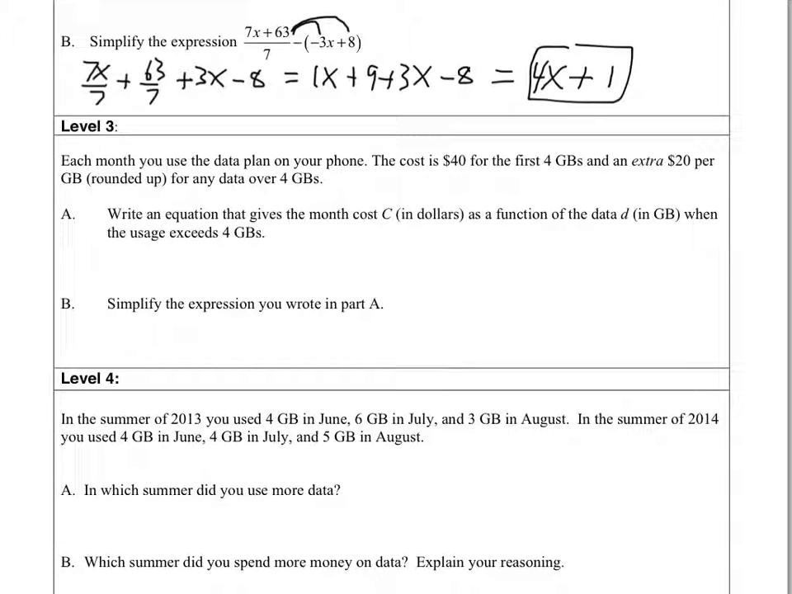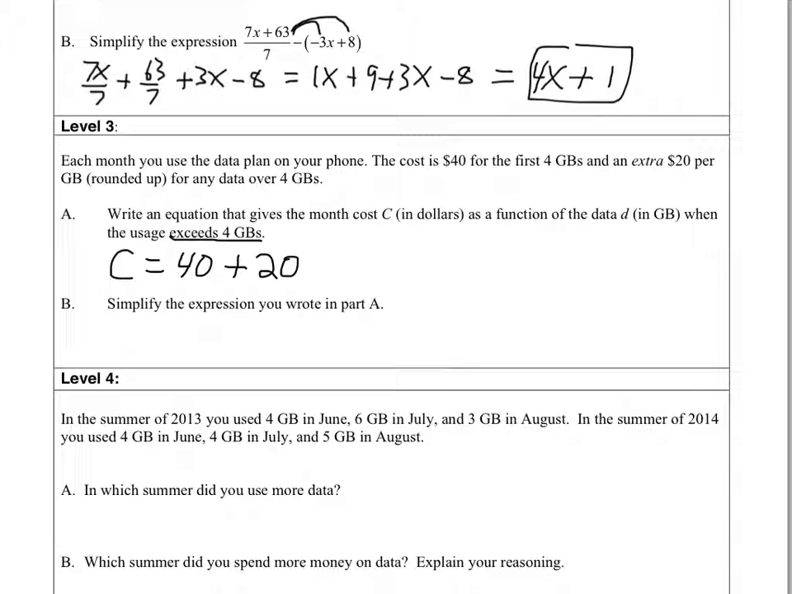We're supposed to write an equation that gives the monthly cost C as a function of the data D in gigabytes when the usage exceeds 4. That means we are assuming that D is bigger than 4, and we can be adding on these $20 in the first place. And because it says I'm supposed to give C in terms of D, I know my rule is going to start C equals. And now I'm just going to start adding all the things that I have to pay. I have to pay $40 no matter what. But I'm also paying $20 for anything that I go over.